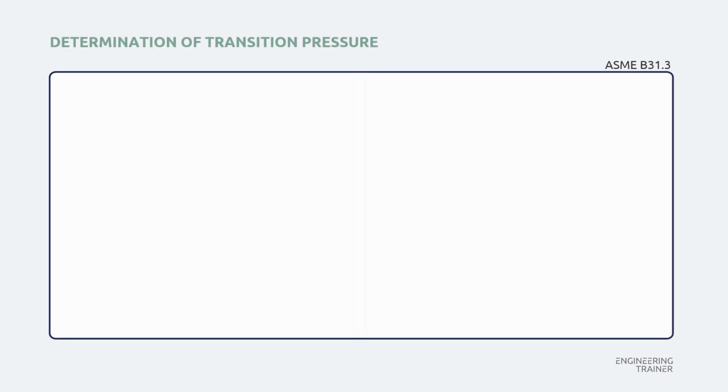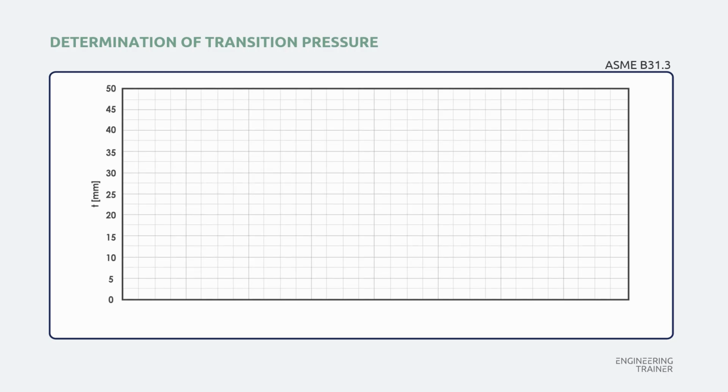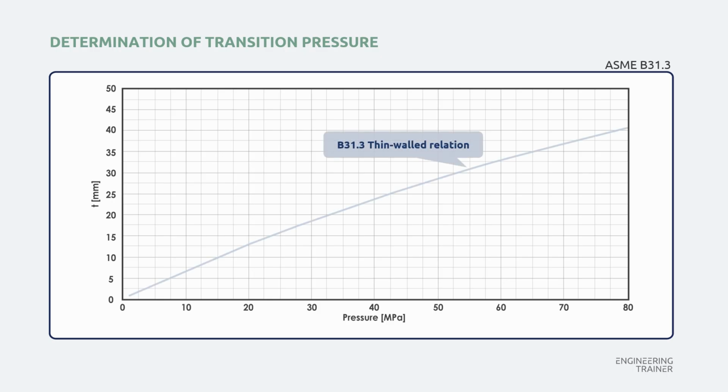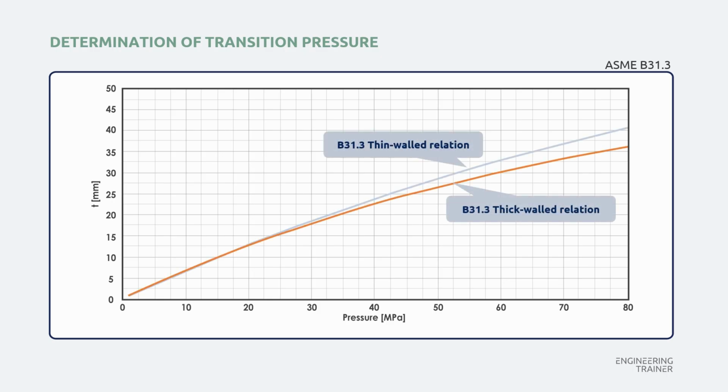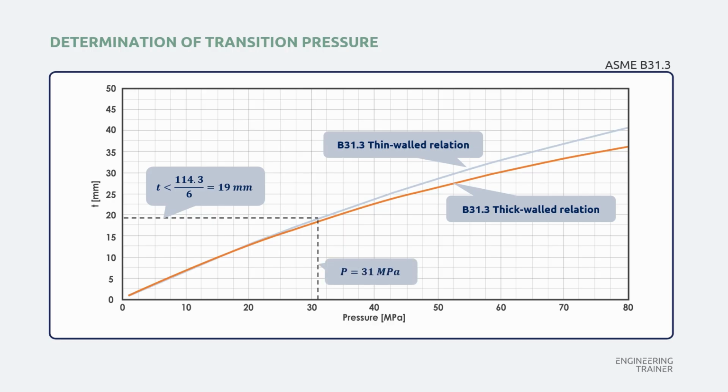Let's see at what pressure the transition is required from thin-walled to thick-walled relations. We will look at a graph that shows the minimum required wall thickness on the y-axis versus the pressure on the x-axis. Let's plot the thin-walled and thick-walled relations in the graph. We see that the thin-walled relations result in a higher required wall thickness than the thick-walled relation, as we have seen in previous graphs. We just calculated that the wall thickness above which the thin-walled assumption is no longer valid is 19 millimeters. When we plot this wall thickness into this graph, we find a pressure of 31 megapascals, above which the thin-walled assumption is no longer valid.